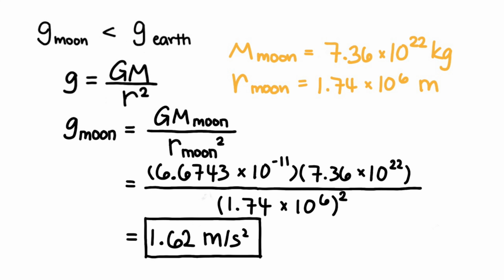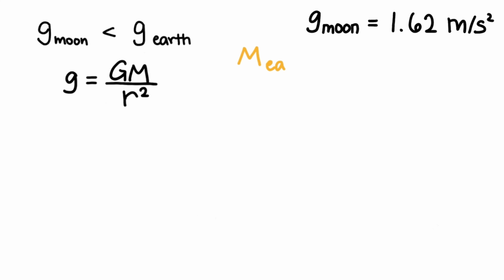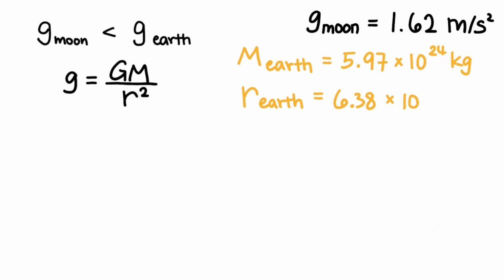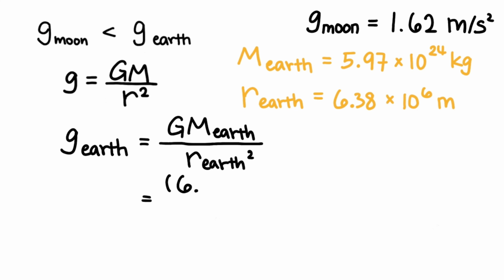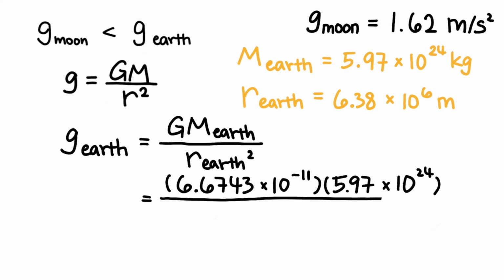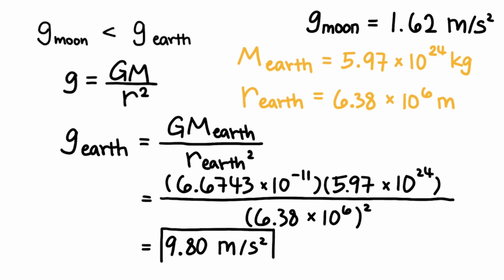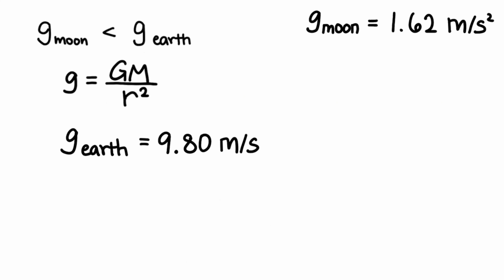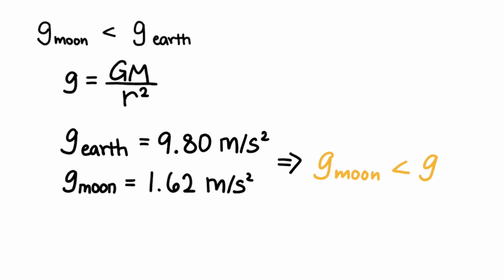Then we use the same method to calculate g earth. Given that M earth equals 5.97 times 10 to the 24 kilograms and R earth equals 6.38 times 10 to the 6 meters, again we use that formula, g equals big G times M over R squared. We plug in the numbers and we get the result of 9.8 meters per second squared. By comparing the two results, we can conclude that g moon is smaller than g earth.